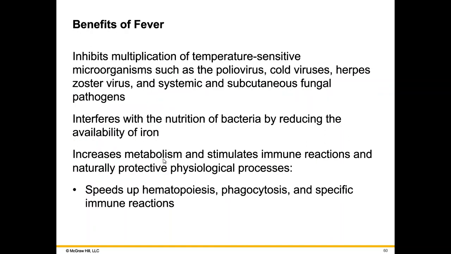Now, fever's a pain in our heads, typically, right? And that seems like a bad thing, but just like before when we talked about inflammation, it has some benefits to it. So fever is actually a mechanism of inhibiting multiplication of some microorganisms, including viruses, some of them anyway, some fungal pathogens, and even some bacteria. So it's actually beneficial for us to have a moderate to low grade fever to inhibit spread of further infection.